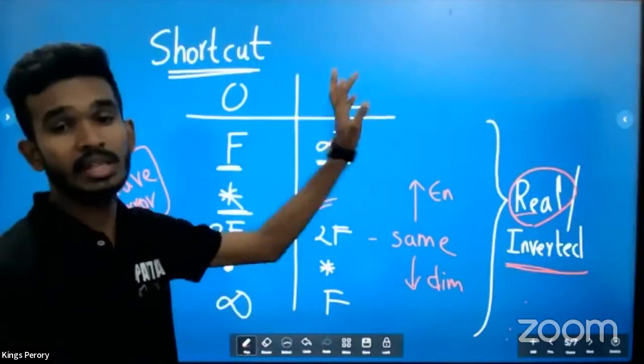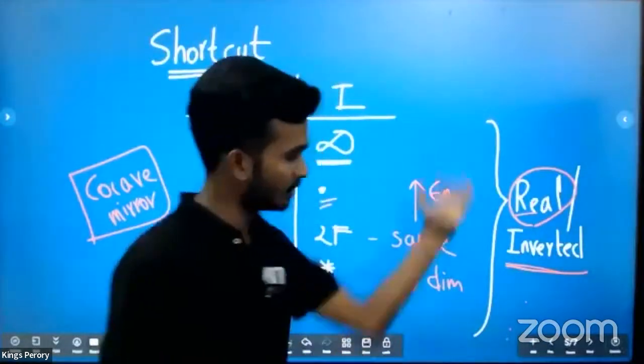In case they meet, the image will be enlarged, real and inverted. Will you try and see?